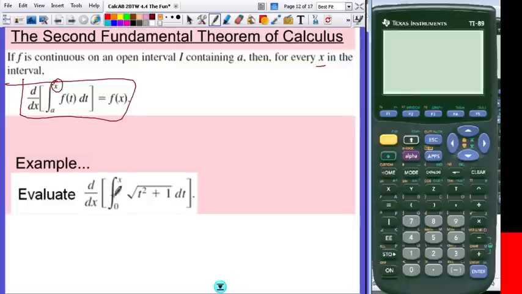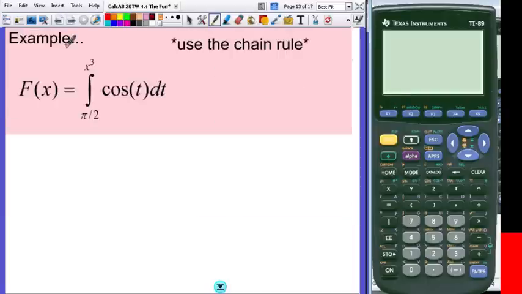So let's see how this works in this example. The derivative of the integral of square root of t squared plus 1 from 0 to x is just going to be plugging in x right here. So you get square root of x squared plus 1. Sweet. But we have to actually obey the chain rule for this too. So what if instead of having x, we have x cubed? Well, all you have to do is the same thing as before, but then times the derivative of this.